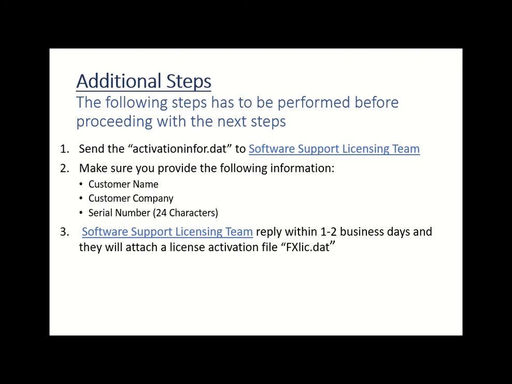I have performed an additional step before proceeding with the next video on how to activate. I sent an email to the software support licensing team of Fuji Xerox with the information.dat file that I downloaded onto my desktop. I provided the name, the company name as well, and the 24-digit serial number. They usually email me back within a day. It might take a day or two, depending on the business hours when you sent them the email.